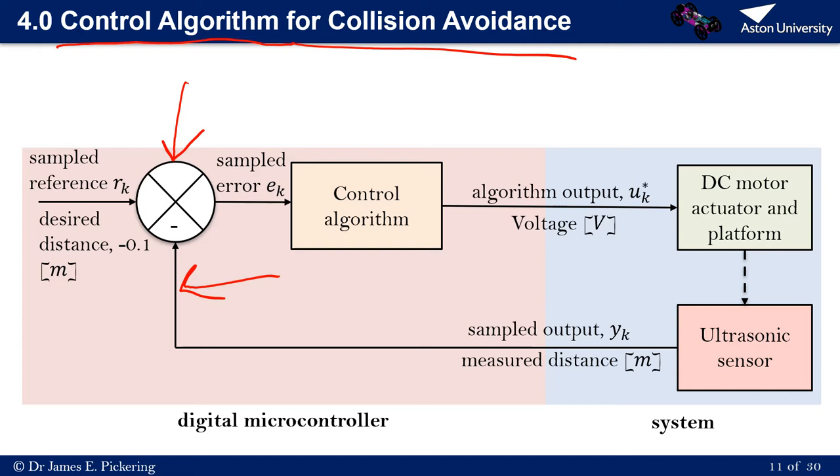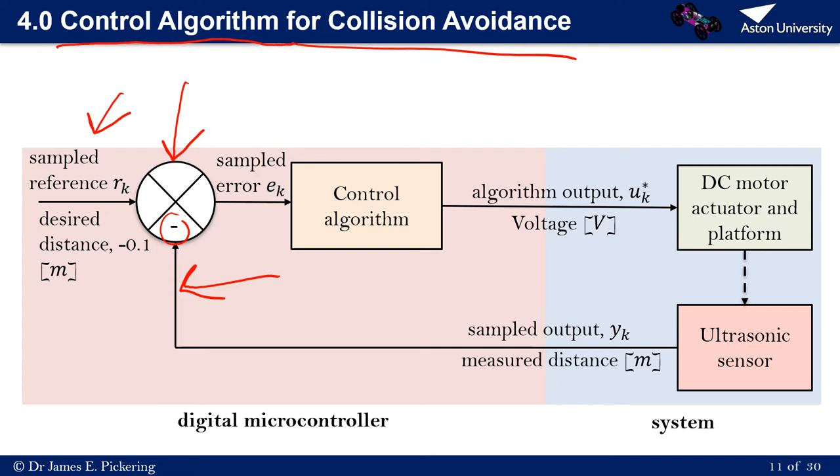So you've got the sampled reference, which is your desired distance, which is minus 0.1 meters. You then have your measurement from your ultrasonic sensor, and it's negative here, because in control we use negative unity feedback. In practice, negative feedback; in modeling, negative unity feedback.